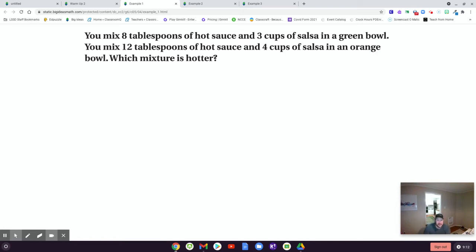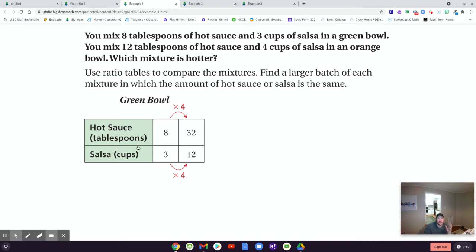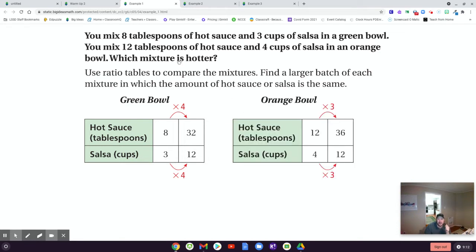All right, now let's go through how to solve this using ratio tables. First, you can make a ratio table for the green bowl, which is 8 tablespoons of hot sauce for 3 cups of salsa. Then you make a second ratio table for the orange bowl, which has 12 tablespoons of hot sauce in 4 cups. What they're doing here is multiplying 3 times 4 to get 12 cups for the green bowl. And then you also have to do 8 times 4, because you have to multiply the top and bottom by the same number. So for the green bowl, it'd be 32 tablespoons of hot sauce for 12 cups of salsa.